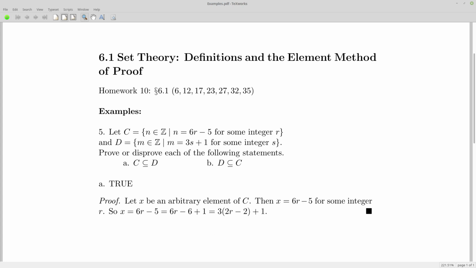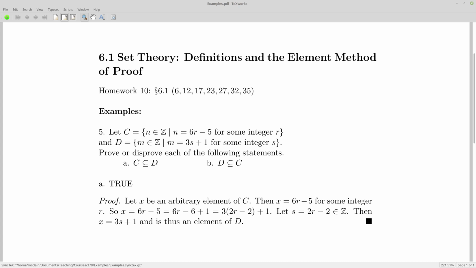As usual, I like to do an extra little step here to define that 2r minus 2 is s. And that way I can write that x is 3s plus 1, and therefore an element of D.